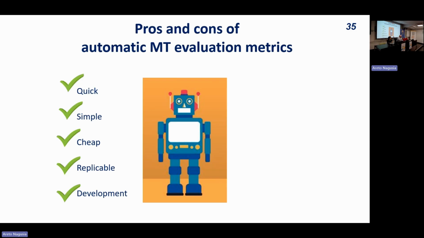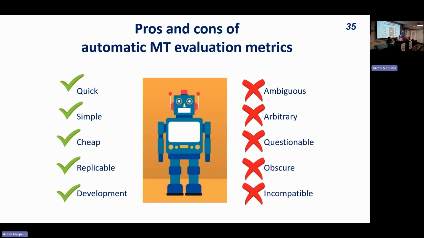So I don't want to go into the technicalities because this is supposed to be an overview session. But those of you who have some experience of programming and developing language and translation technologies will be familiar with everything that is involved in AI-based systems. However, there are many disadvantages as well to using automatic state-of-the-art metrics. They're ambiguous, they're arbitrary, they're questionable, they're obscure, and they're incompatible with each other. Incompatible in the sense that they're not complementary. Each of them focuses on a particular aspect.